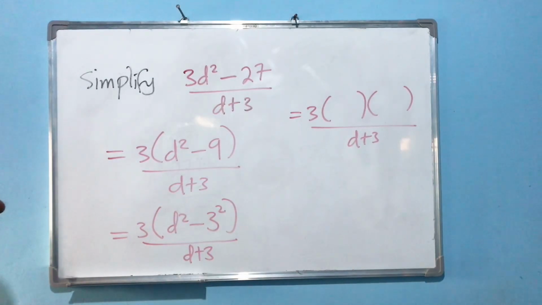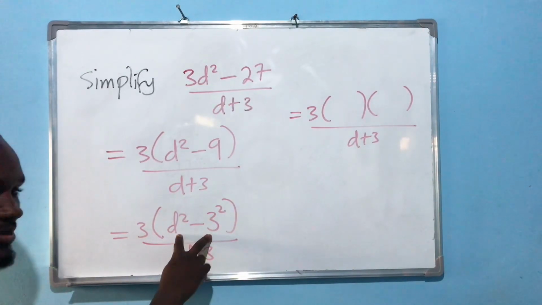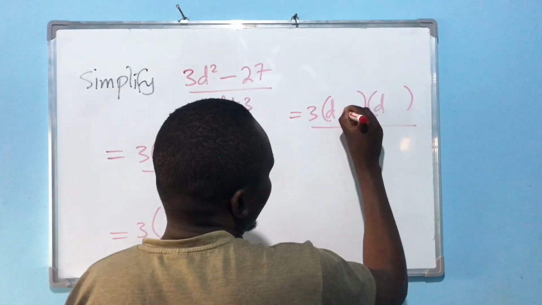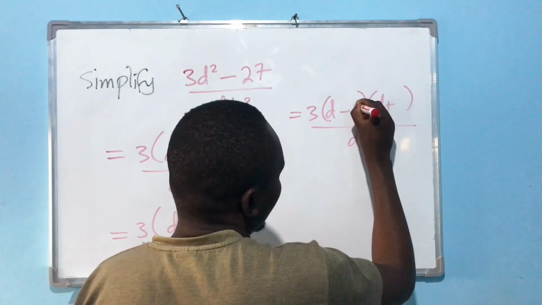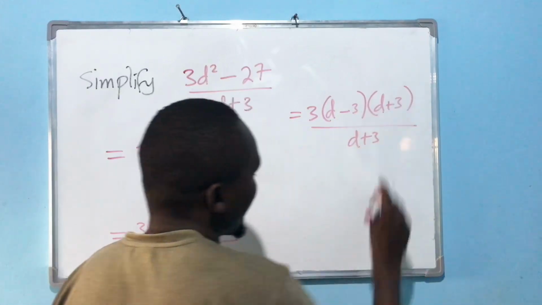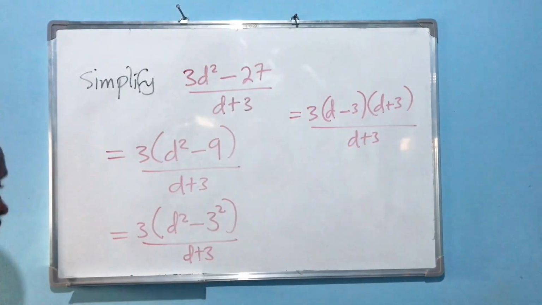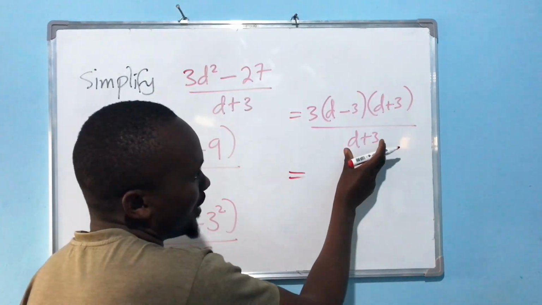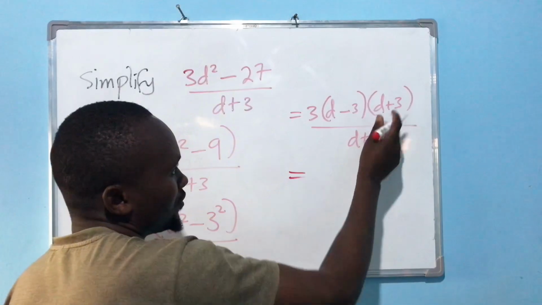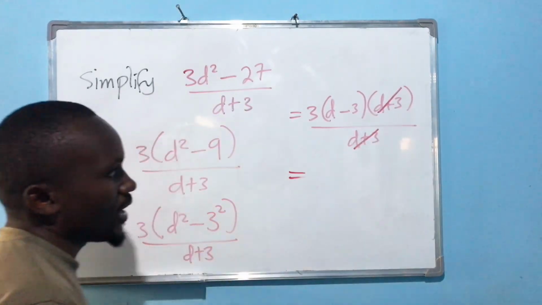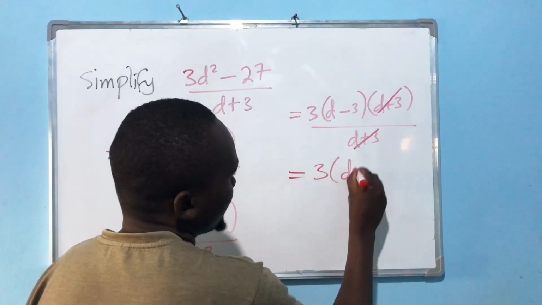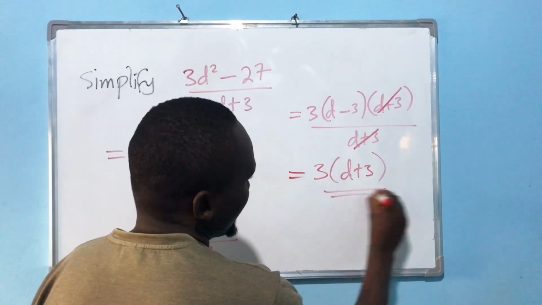Now, to factorize this difference of two squares, we just write a d here and a d there, a minus there and a plus there. Then you write a 3 here and a 3 there. You are done. This is basically how you factorize the difference of two squares. With that done, we can easily identify that this d + 3 is what we have in the numerator, so these ones cancel out. Then what you're going to remain with is 3(d + 3). So this becomes your answer.